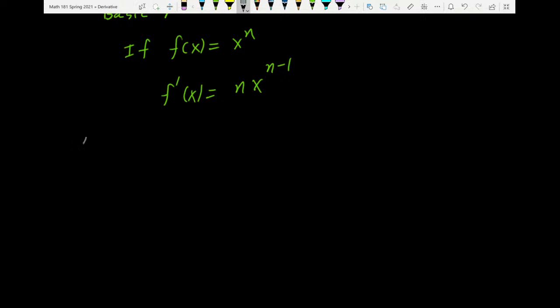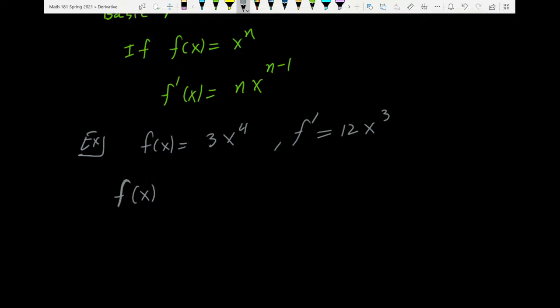That sounds very basic. Here's the reason. Let's look at it. If f of x equals 3x to the 4th, f prime would be 12x to the 3rd. What about f of x equals 3/2 x to the 6 minus x plus 3? All right, try that. What's the f prime of that?